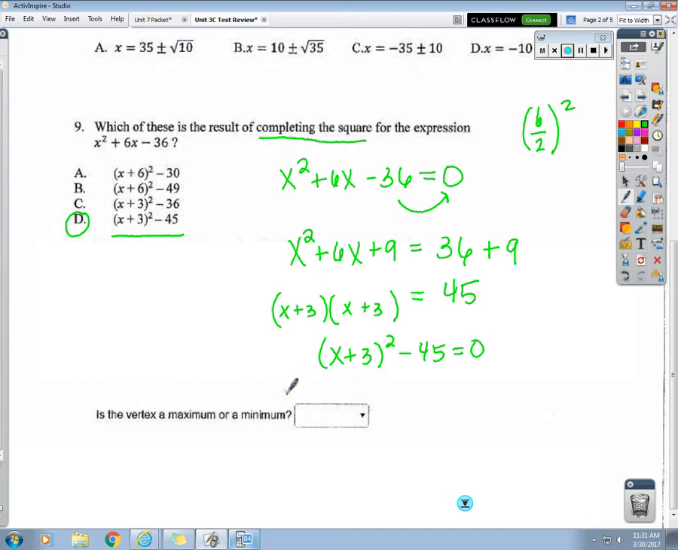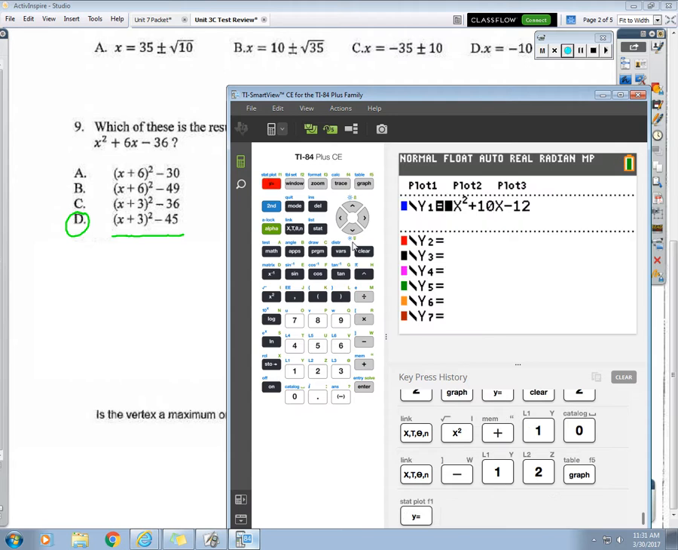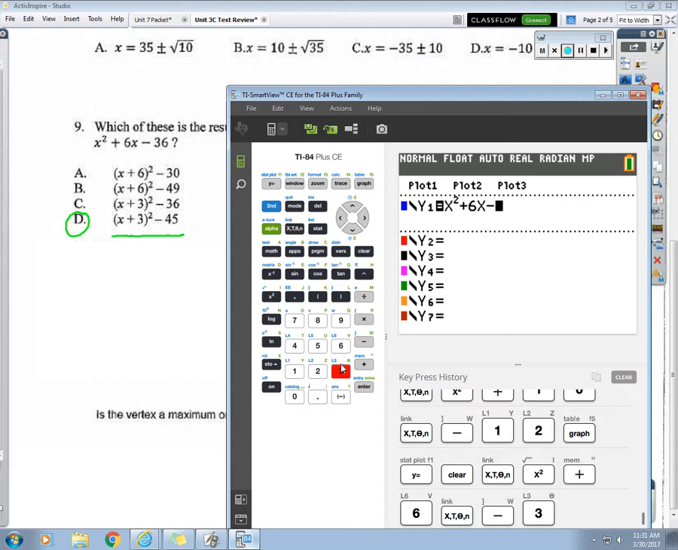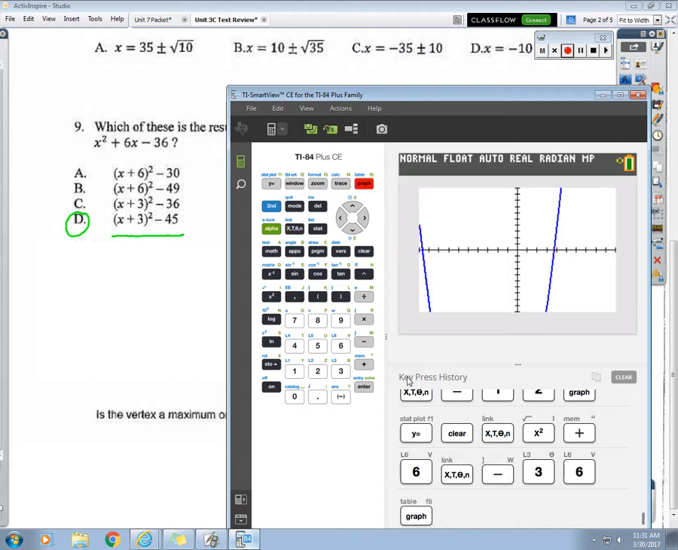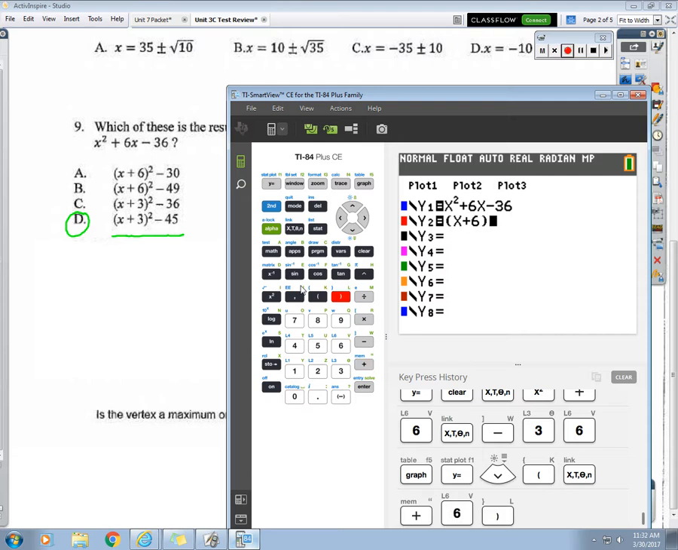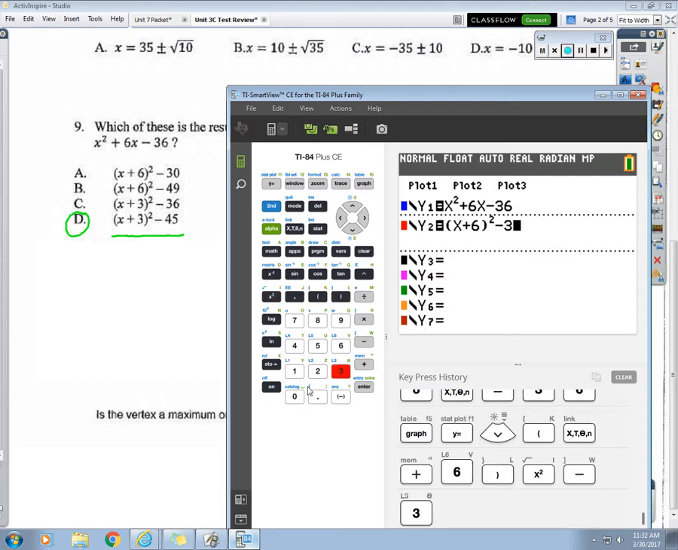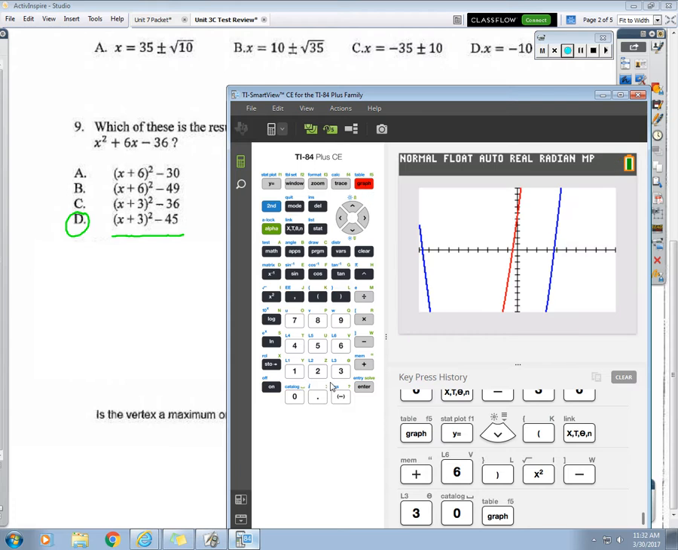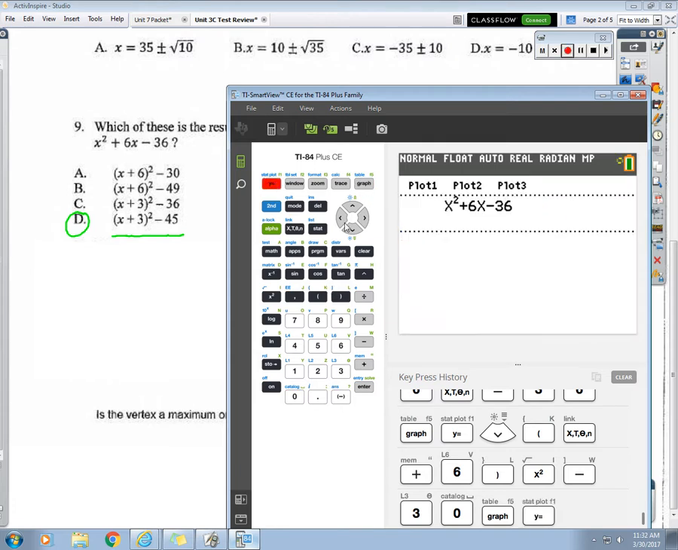Okay, now let's talk about how you could get this answer without knowing how to complete the square. The first thing you would do if you don't know how to complete the square is to graph the original. Okay? So y equals x squared plus 6x minus 36. And that's what the parabola looks like. Then you would just start graphing every choice. So starting with A, leave the original up there so you have it to compare to, and graph A. X plus 6 squared minus 30. Did that make the same parabola? So A's out.